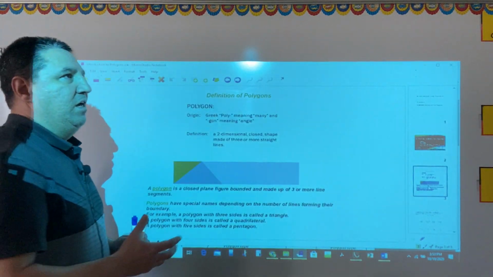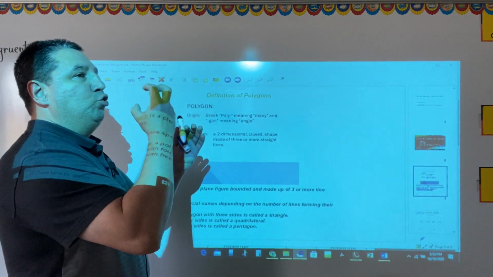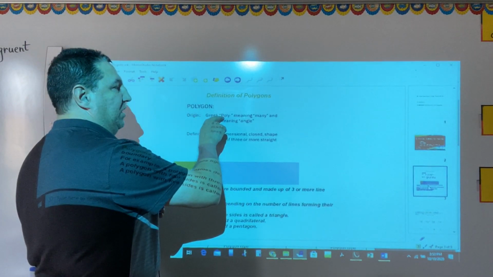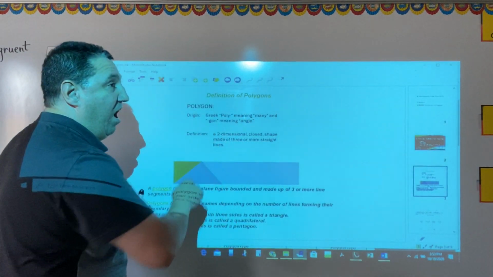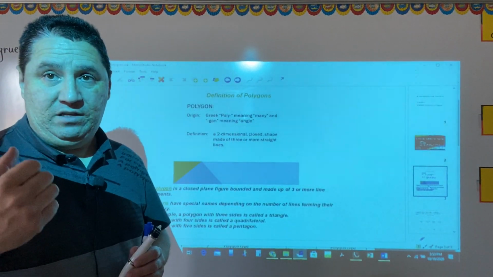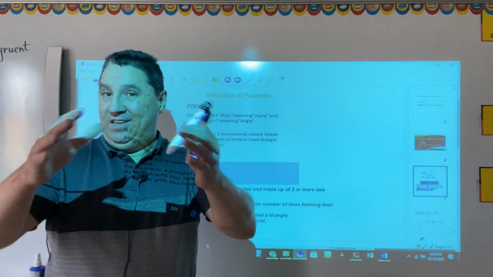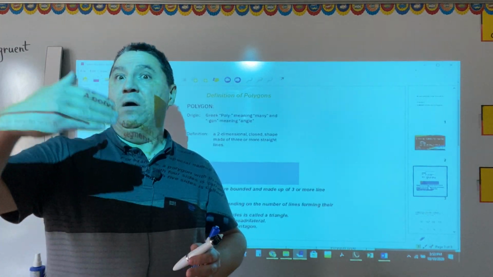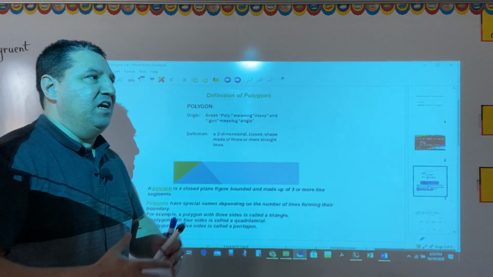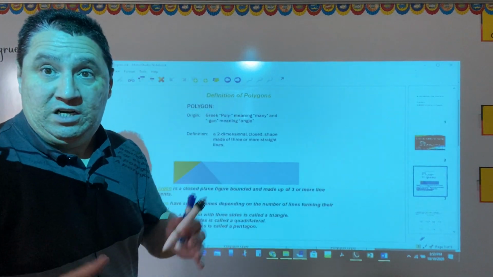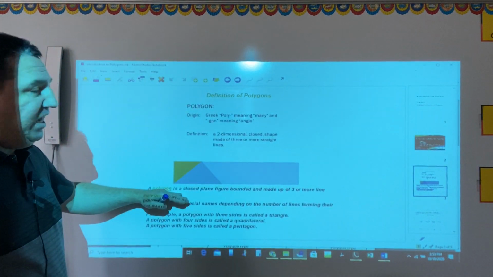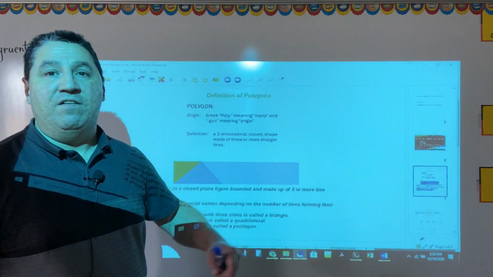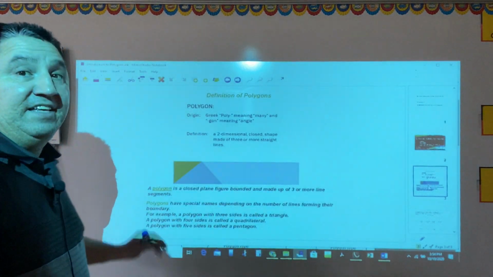What is a polygon? The word polygon comes from two Greek words. The Greek word poly means many, and gon means angle, right? So in other words, a polygon is a geometric figure consisting of many angles. But a more exact definition is: a polygon is a closed plane figure bounded and made up of three or more line segments.